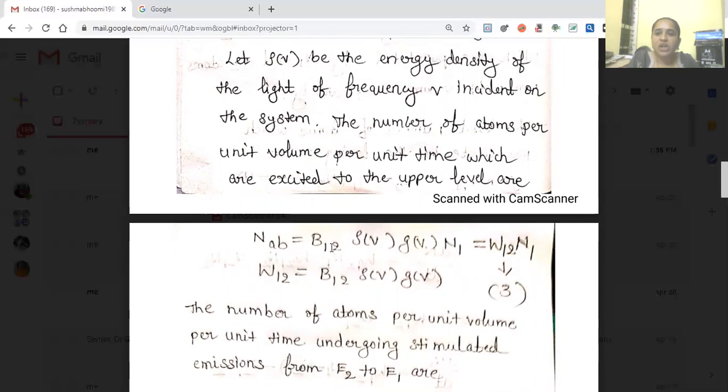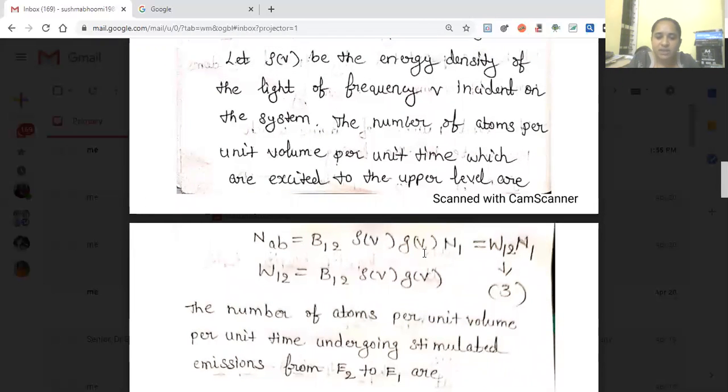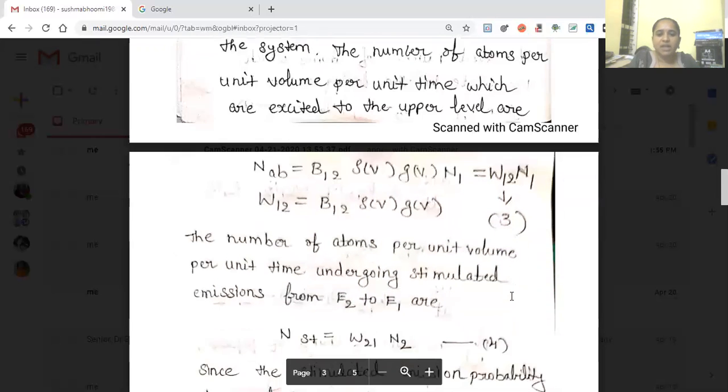This is for stimulated absorption from state 1 to 2, and rho nu is the energy we are supplying, and g(nu) is the density of states, and this is happening in the N1 atoms. So W12 N1, this W12 we are obtaining by substituting B12, rho nu and g(nu). We'll call this equation number 3.